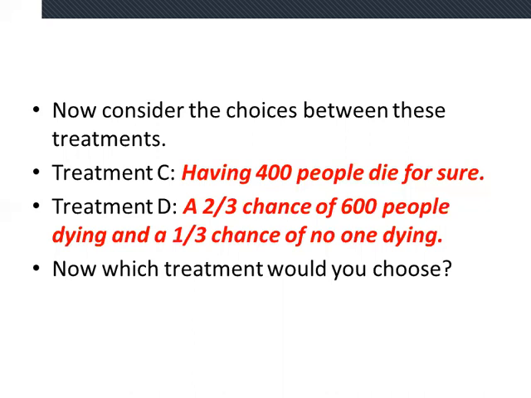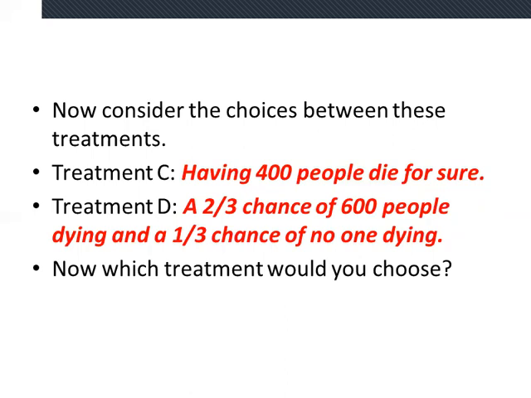What does it say? It says having 400 people die for sure. That means out of 600 people, 400 people will die. Treatment D says the same thing in certain other ways: a two-third chance of 600 people dying. The same thing. A two-third chance of 600 people dying means 400 people will surely die. But the description is slightly different. A two-third chance of 600 people dying and a one-third chance of no one dying.